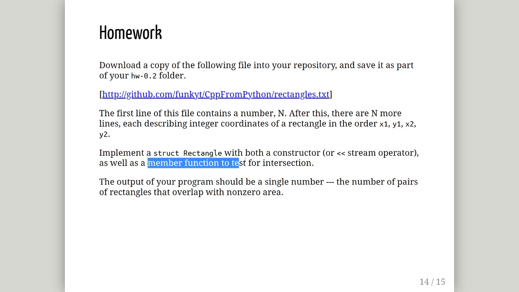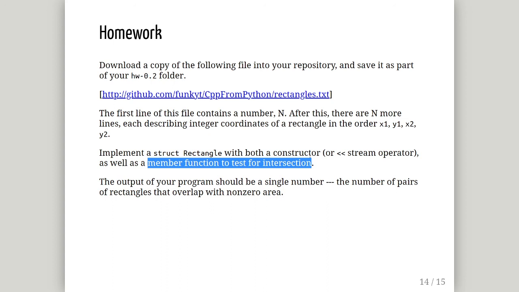And I want you to have a member function that tests for intersection. So that member function should take either, you could do it by value, another rectangle, or better yet, a const reference to another rectangle. And that function should return true or false based on whether these two rectangles intersect. And I'm defining rectangles that intersect as two rectangles whose overlap has a non-zero area.